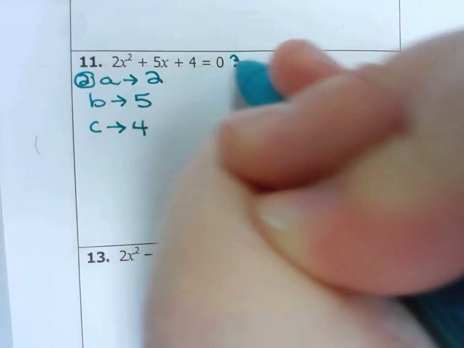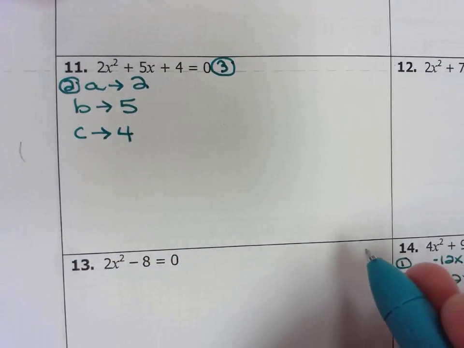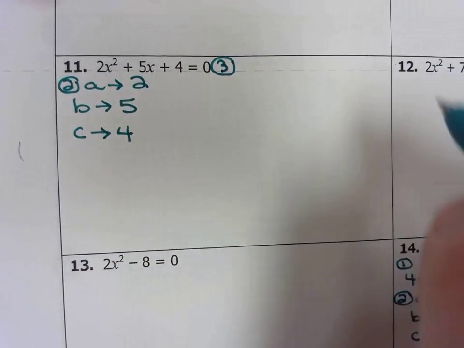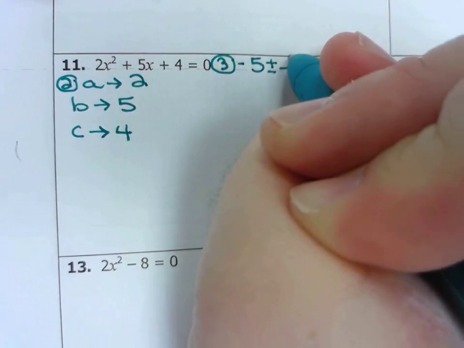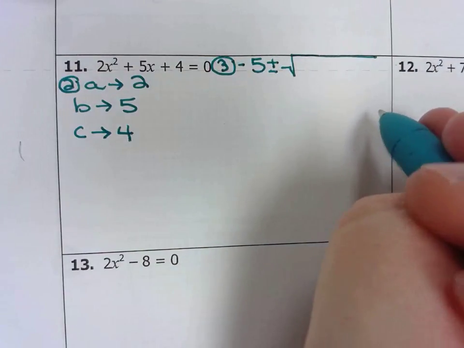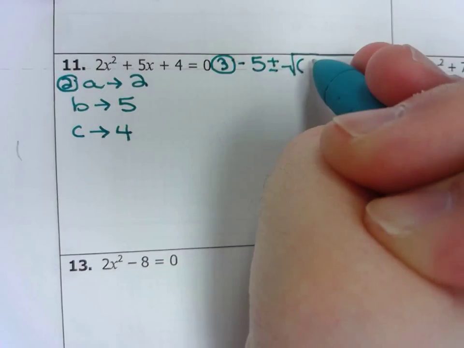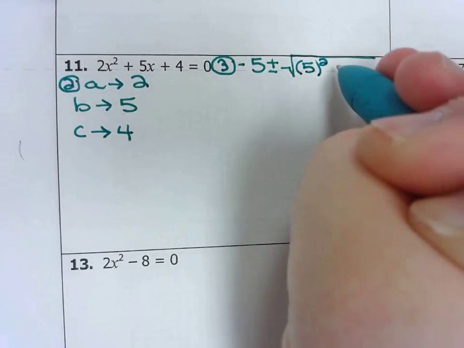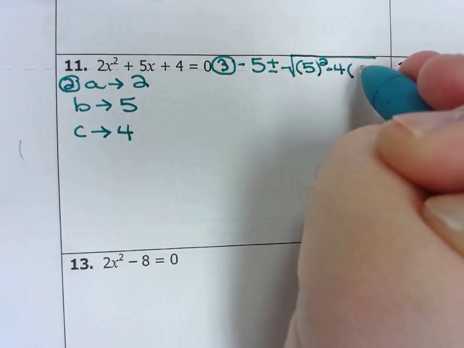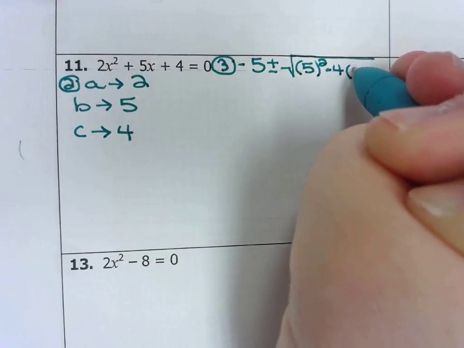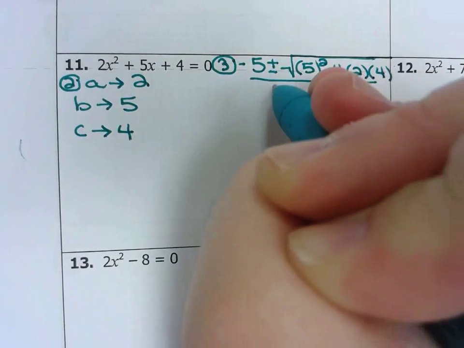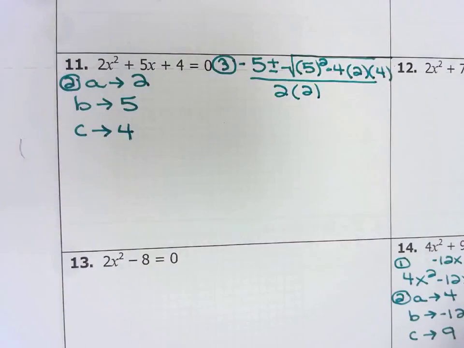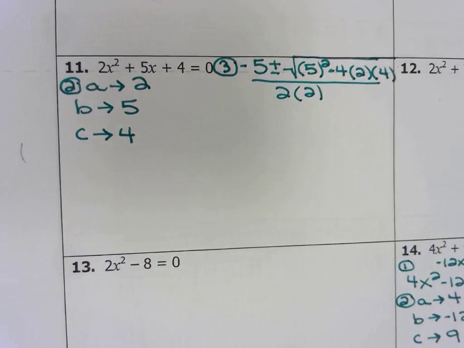So step 3, if I actually plug it into the quadratic formula, it's negative B. So what's my B value? So negative 5 plus or minus the square root of what squared? 5 squared, B squared, minus 4 times A, times C, all over 2 times A. So 2 times 2. So plugging it in, be careful, make sure you're plugging in correctly.